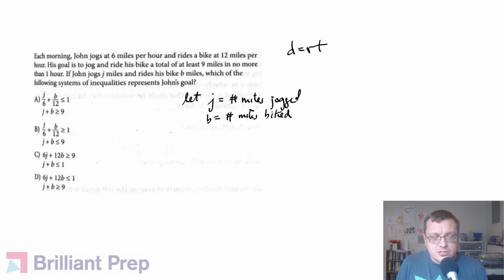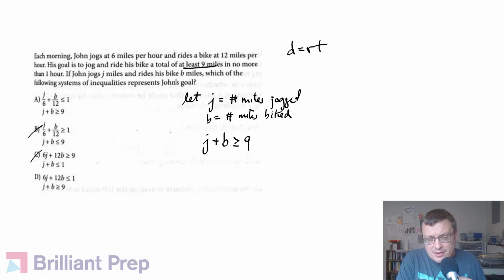First, we can see all of the choices have some sort of J plus B involved. So we probably want to sort out what that means. J is the number of miles jogged, and B is the number of miles biked. When we add those up, those should add up to the total miles traveled. And we want to travel at least 9 miles, which means this sum has got to be greater than or equal to 9, right? It's got to be either equal to 9 or bigger than 9 if it's going to be at least 9. So I can go to my choices. I can wipe out B, and I can wipe out C at this point. Only A and D have J plus B greater than or equal to 9.